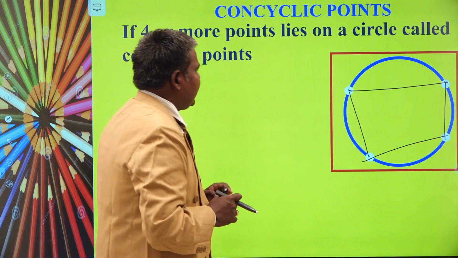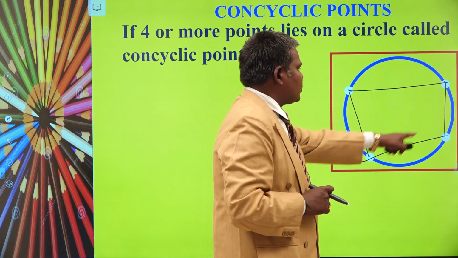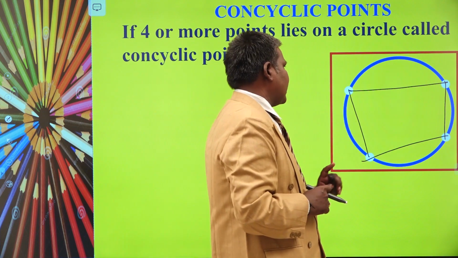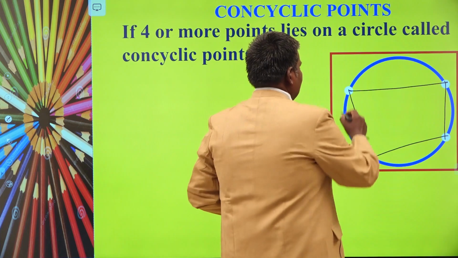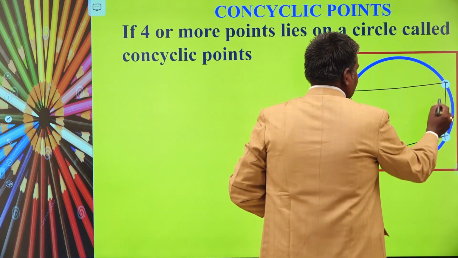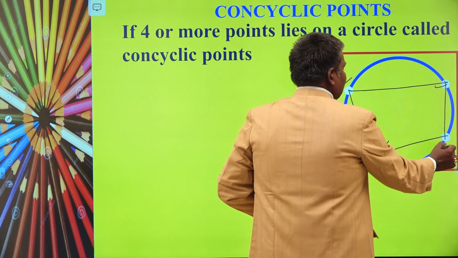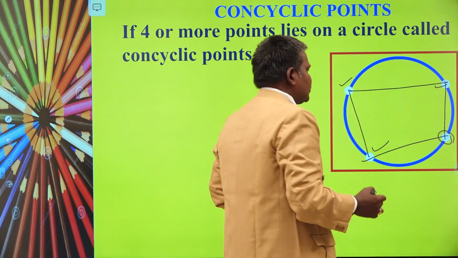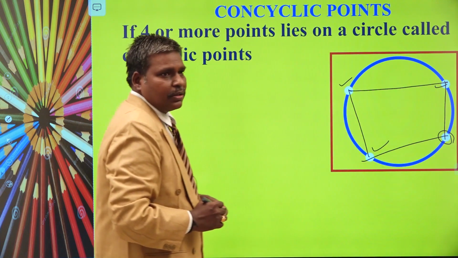This is the corresponding diagram. This quadrilateral is called what? Cyclic quadrilateral. So you take any 3 points, find the equation of circle. Am I correct or not? If it satisfies the 4th point also, we say that they are concyclic.